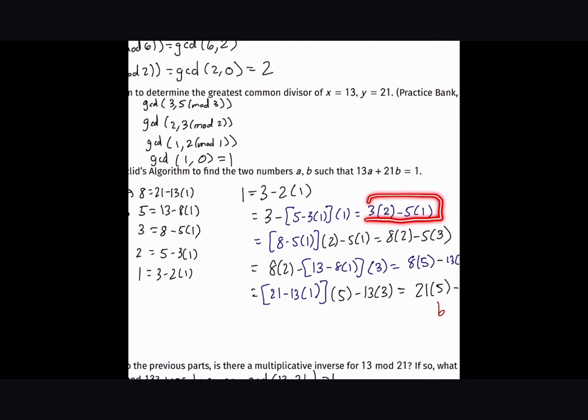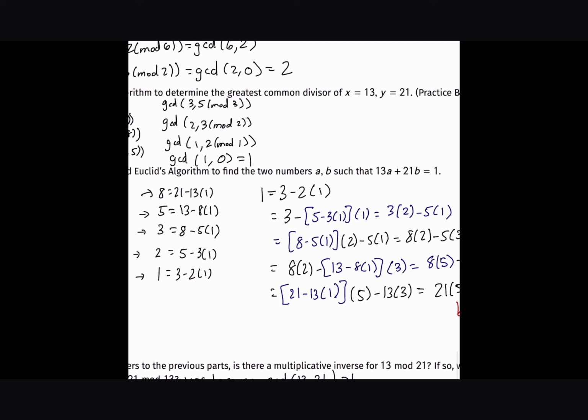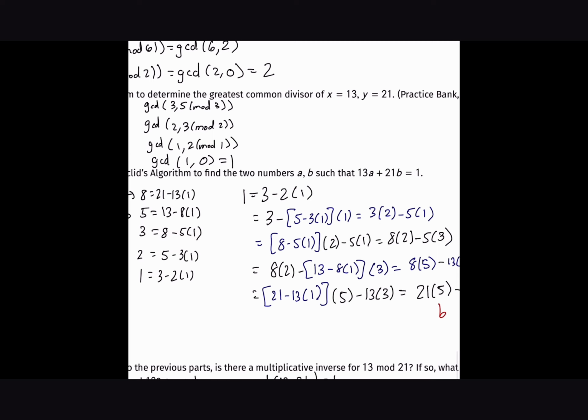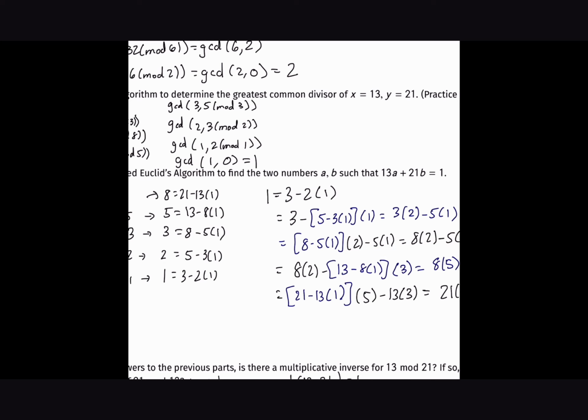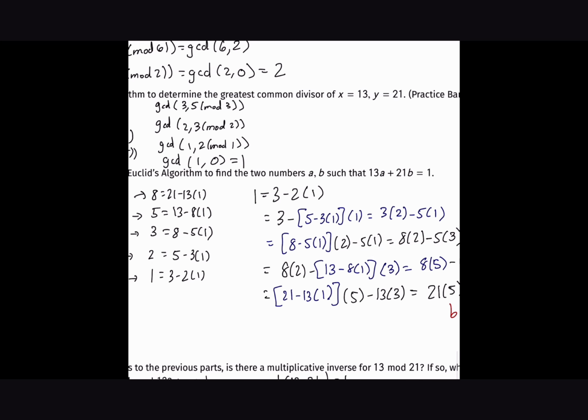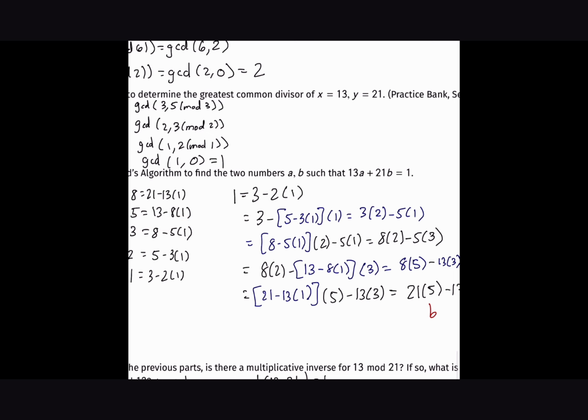Based on this format, we could try to substitute 3, which is 8 minus 5 times 1. So we substitute 3 for 8 minus 5 times 1, and then we do times 2 minus 5 times 1. We simplify it to 8 times 2 minus 5 times 3. And we want to go back up, so we know that we want to use 5 equals to 13 minus 8 times 1. So thus we rewrite 8 times 2, and then we substitute the 5 with 13 minus 8 times 1.